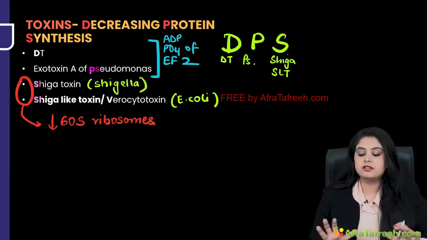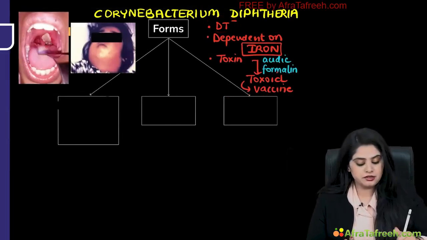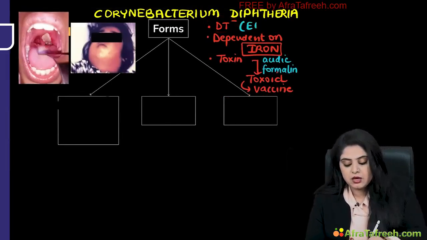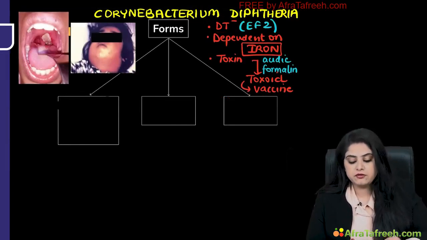So I hope the flashcard is ready. Coming back to diphtheria toxin, you know it is going to be decreasing the protein synthesis. How? By affecting elongation factor 2. Now let's move on to the different forms of diphtheria.